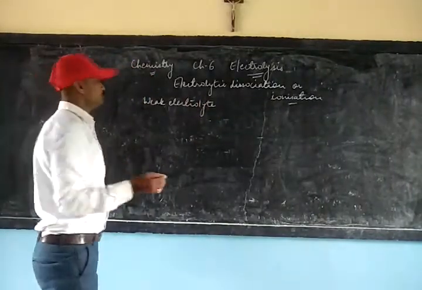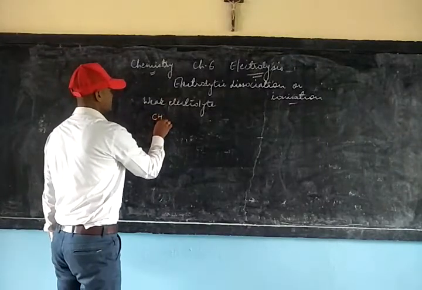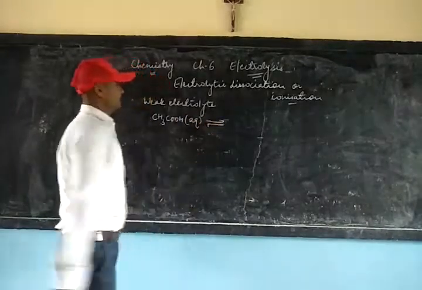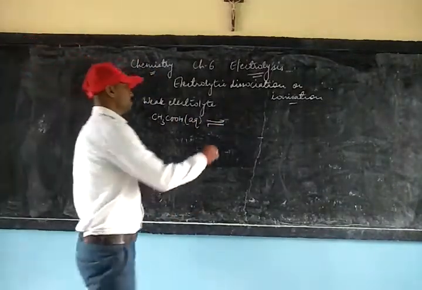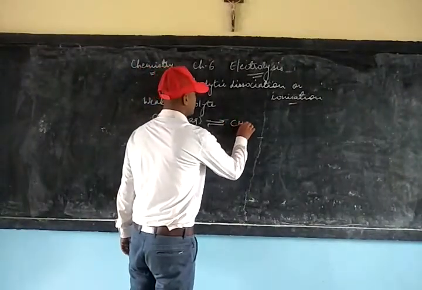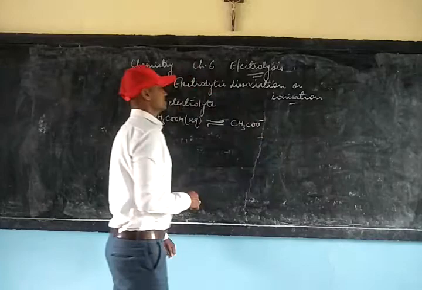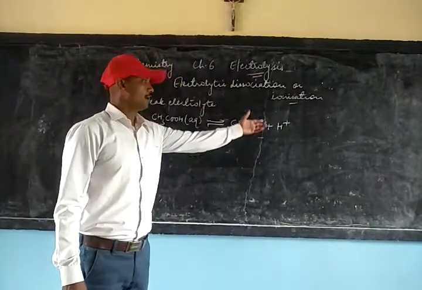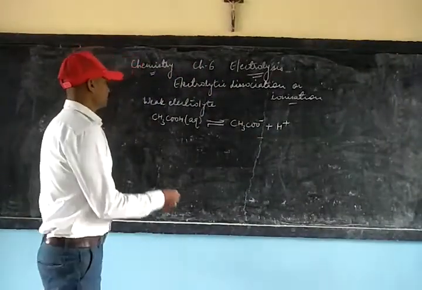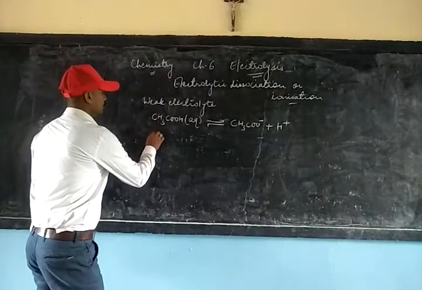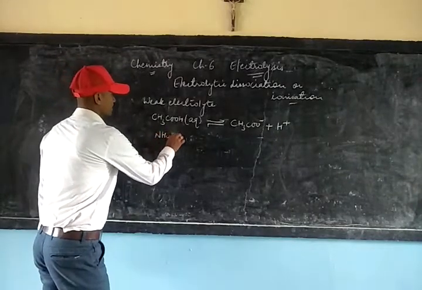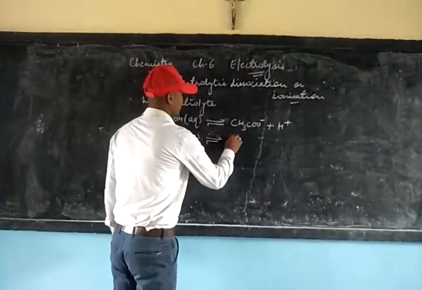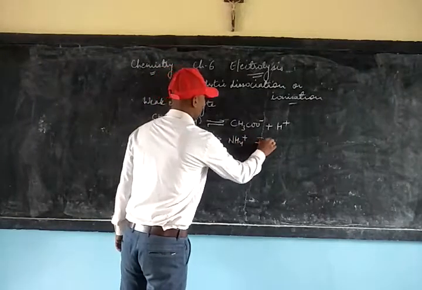We can take a weak acid like CH3COOH. In the aqueous state, it will ionize and give CH3COO minus and H plus, that is acetate ion and hydrogen ion. For a weak base like NH4OH, we can take NH4 plus and OH minus.